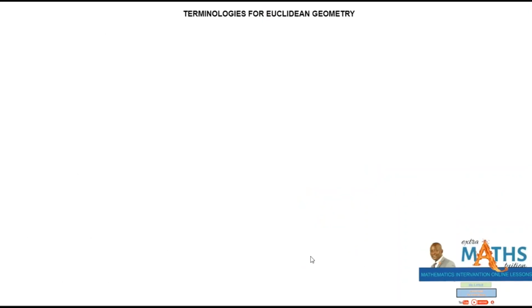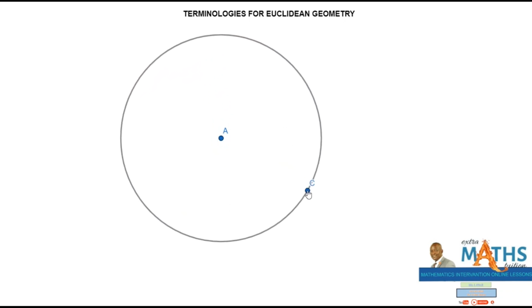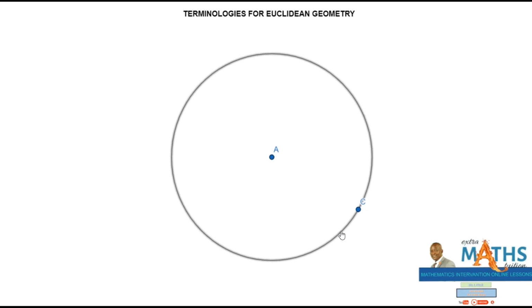Right. Now, let us look at the terminologies that we are going to use in this chapter. Since we are dealing with Euclidean geometry, which is also known as cyclic geometry, it means it's very important that we need to have a circle. That circle has a center, which is center A in this case.